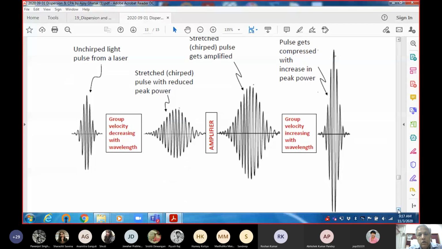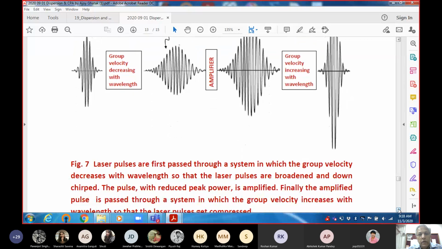So this is how it looks like again. First, the pulse is broadened, so its peak intensity is reduced. Then we pass it through an amplifier, and then it is amplified. So this is the amplified pulse. Its chirping is still maintained, and then we pass it through a medium of opposite dispersion, so the pulse gets compressed. Now they realize this using a pair of gratings.